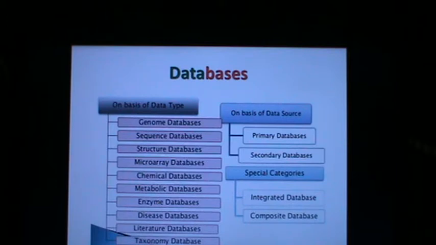One is the primary database and the second is the secondary database. These are categorized on the basis of the source of the databases. And the second classification is special categories, the integrated databases and the composite databases. So these biological databases are included in bioinformatics science.